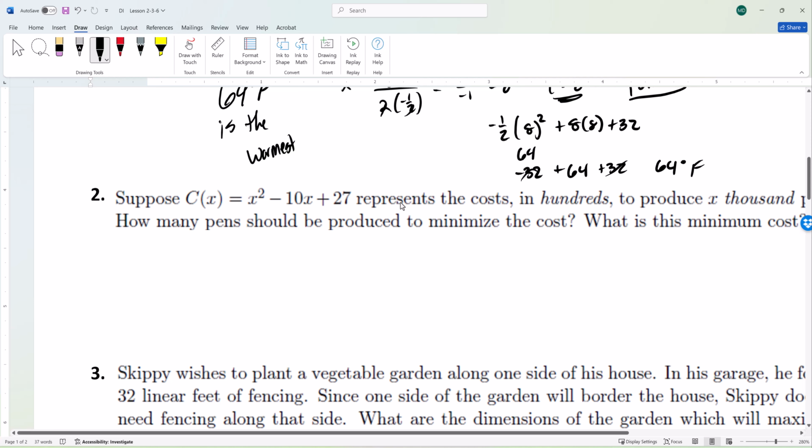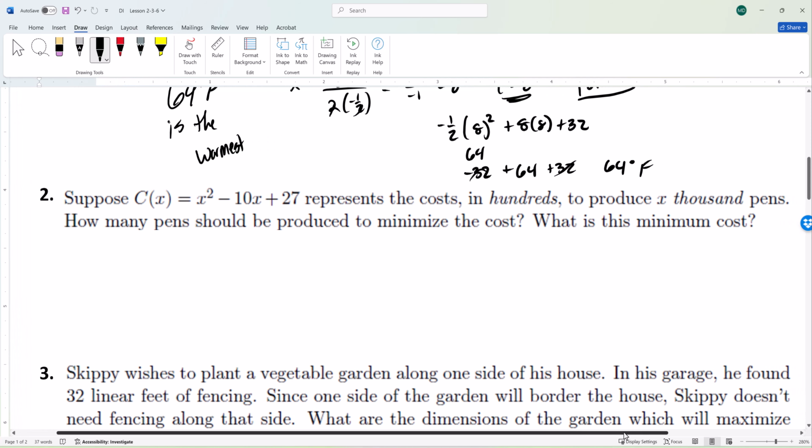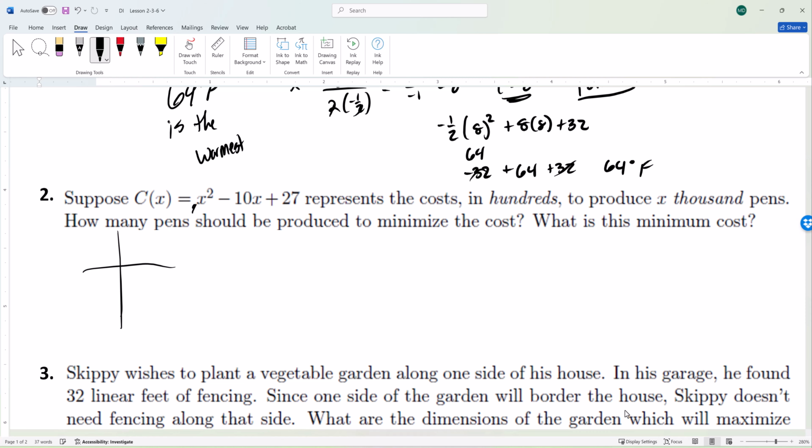Suppose this cost represents cost in hundreds to produce x thousand pens. How many pens should be produced to minimize the cost? What is the minimum cost? So again, it's quadratic. Visualizing it, I just drew a random parabola. There's no reflection, right? It's not reflecting over the x-axis. So it's facing upward. That means that the vertex, again, represents the minimum.